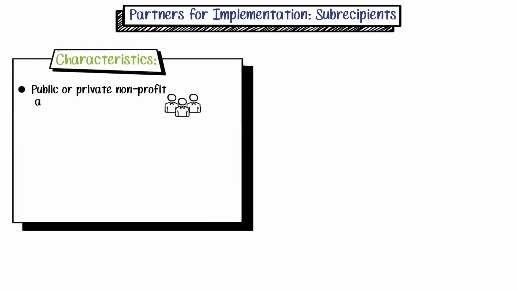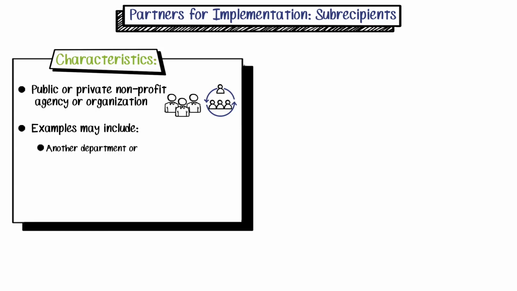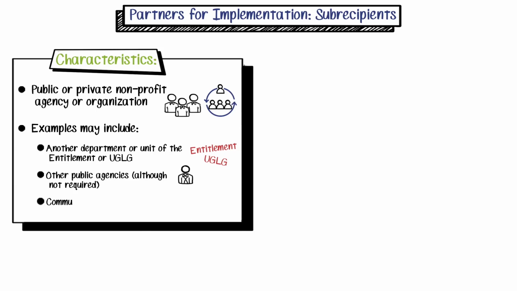A sub-recipient is a public or private nonprofit agency, authority, or organization receiving CDBG funds from an entitlement grantee, unit of general local government, or another sub-recipient to undertake eligible activities. Examples include other departments of the entitlement grantee or unit of general local government, like the Public Works, Code Enforcement, or Parks and Recreation Department, other public agencies that serve the community, as well as community-based nonprofit organizations.